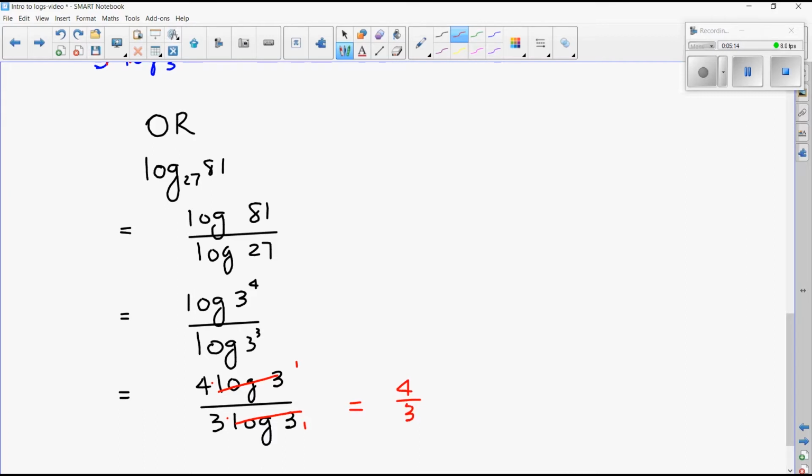Just to make you aware that if I look at log of 81 over log of 27, I may not simplify by saying 3 divides into 81, or 3 divides into 27, or 9 goes into 81 9 times, and 9 goes into 27 3 times. You cannot simplify your numbers when you have log of a number. You have to calculate the value of the log of that number and then simplify after that.